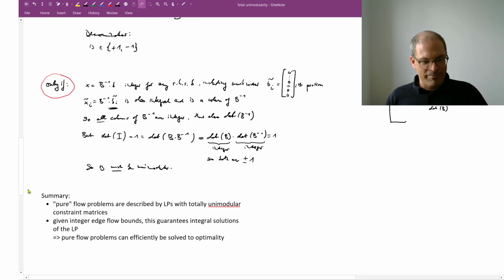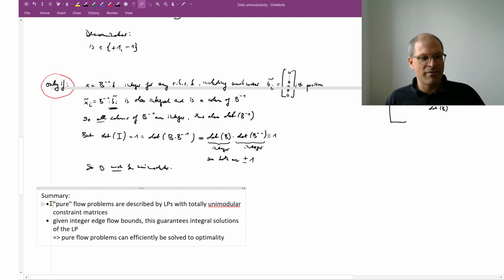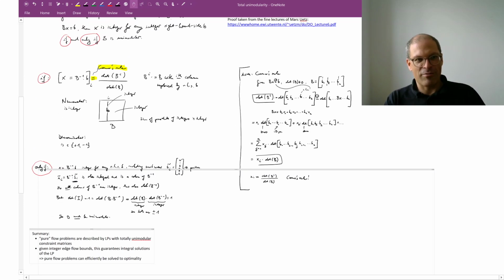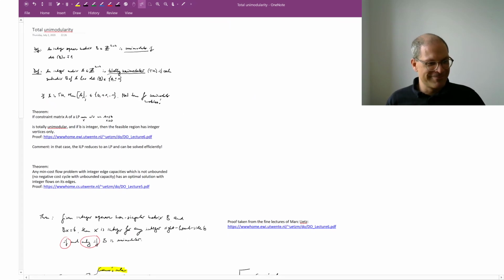Summary: pure flow problems, whereby pure I mean standard max flow or min cost flow problems, are described by LPs, by linear programs with totally unimodular constraint matrices, and if I give them integer edge flow bounds, so integer right-hand sides in addition, this will guarantee me integral solutions of the associated linear program, and hence pure flow problems can be solved to global optimality very efficiently by using just linear programming and not integer linear programming. Great.